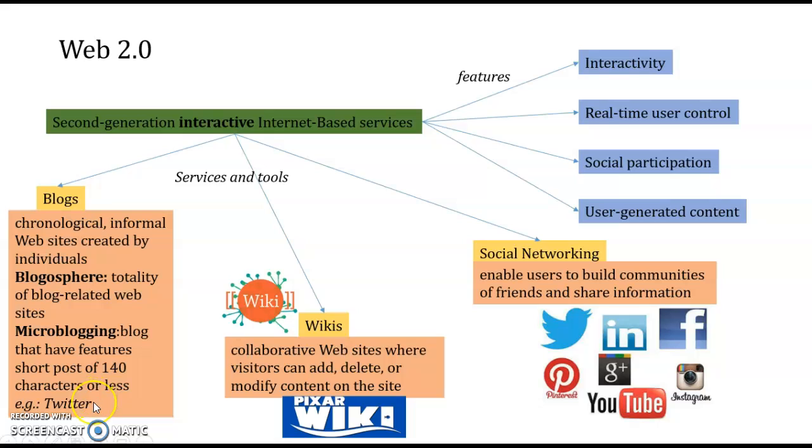That's why saya selalu kata Twitter ni nak kata sebagai social media pun tak sangat, sebab dia lebih kepada microblogging. Dia adalah blog tapi dia features dia short post sahaja, sebab dia cuma ada 140 character or less. Okay, and then kita ada wiki. It can collaborate the website where visitors can add, delete or modify content on the site. That's why wiki is not suitable for the research. Kita tak boleh jadikan wiki tu sebagai our main research.